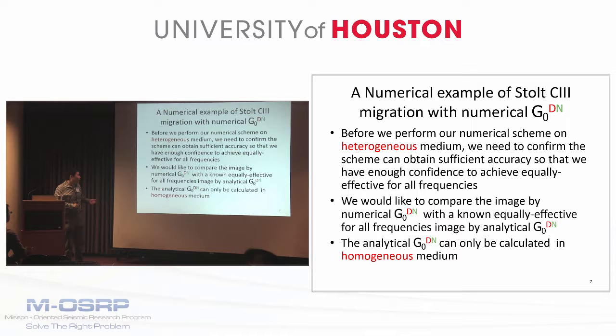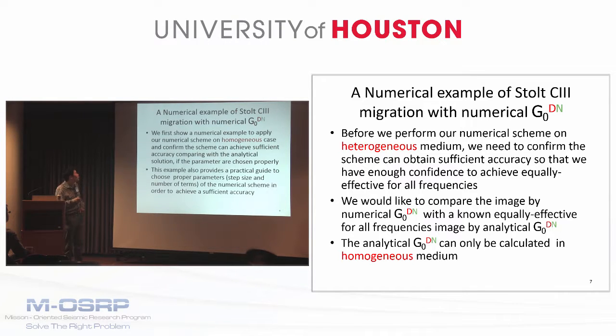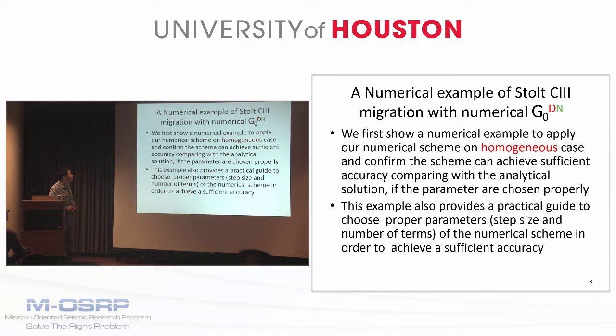The problem is that the analytic G0DN, as we mentioned, can only be calculated in homogeneous medium. So that is why for the first half of this presentation, let's stay in the homogeneous world, not go to heterogeneous yet, and test the numerical scheme in the homogeneous. So next, I will show a numerical example of this numerical scheme on the homogeneous case to confirm the scheme can achieve sufficient accuracy compared to the analytical solution, of course, if the parameters are chosen properly. Another meaning of this example is that it can provide a practical guide on how to choose the proper parameters, the step length and the number of terms, to achieve enough accuracy.